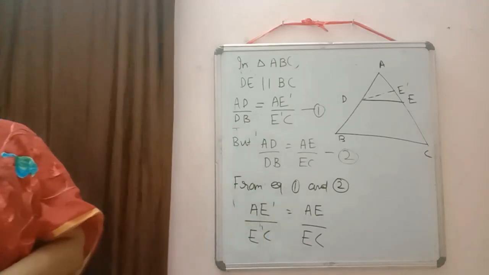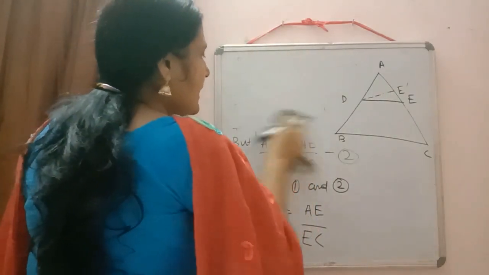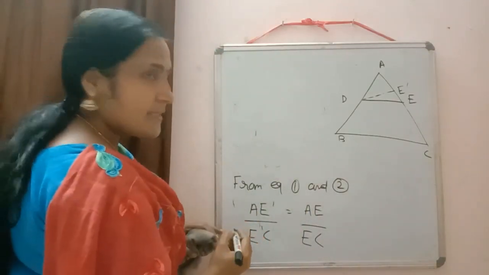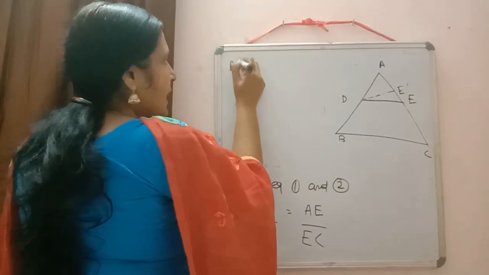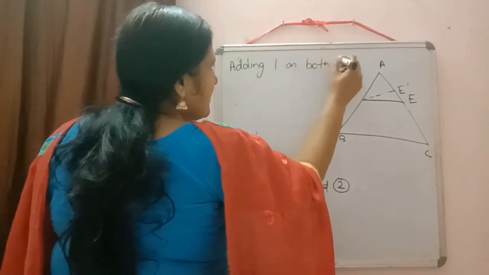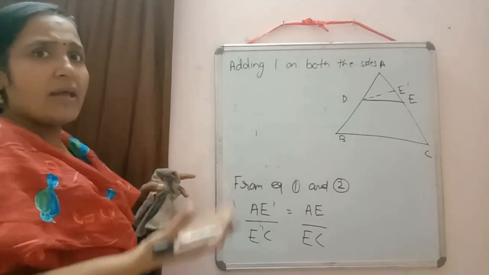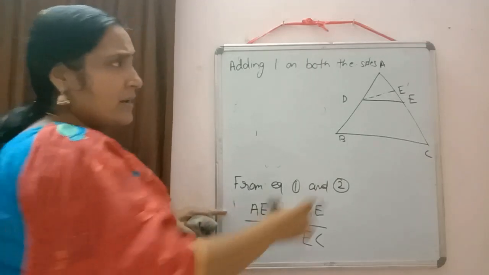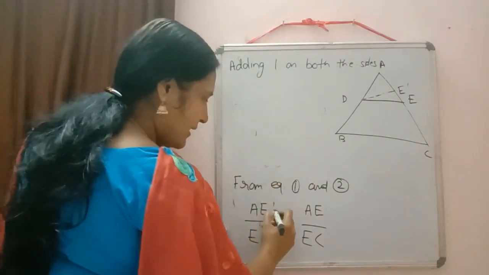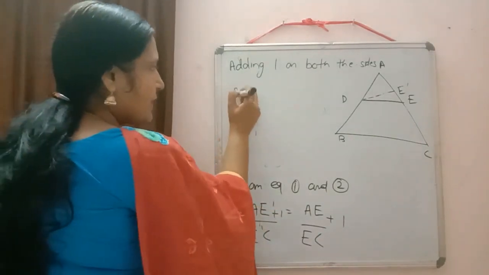But we have to prove DE parallel to BC. Now from here we will check how we will get the condition. What we have to do here? Adding 1 on both the sides. When we do the question, I will explain why we are adding 1 here. Here we are adding 1 to get the side AC. If I add 1 on both the sides, then we will do the cross multiplication.